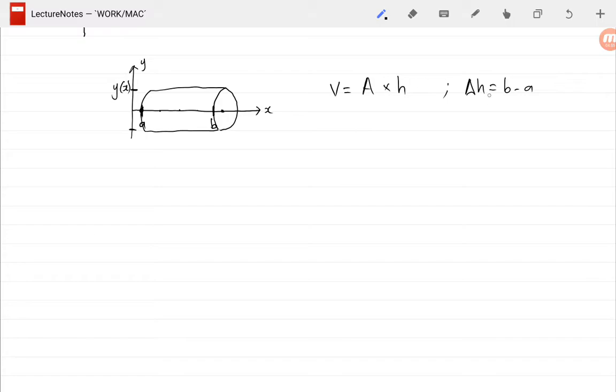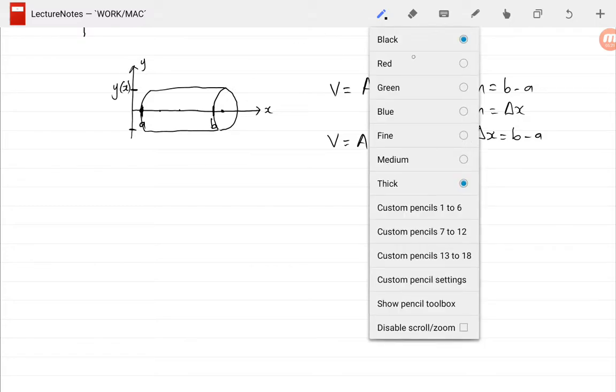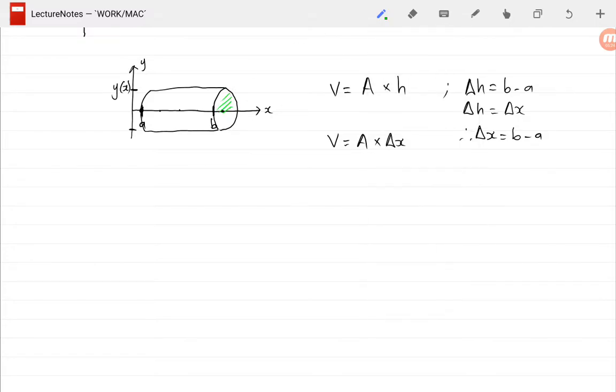And better yet, we can just call this change of height, and we say it's going to be called change of x. It might look familiar, therefore our change of x is going to be b minus a. And now our volume is looking like area times change in x. Okay, so now this area, this cross-sectional area, I'm just gonna demarcate it with a bit of color so that you understand which area we are talking about. We're talking about this cross-sectional area which goes throughout here. I'm just gonna say area there.